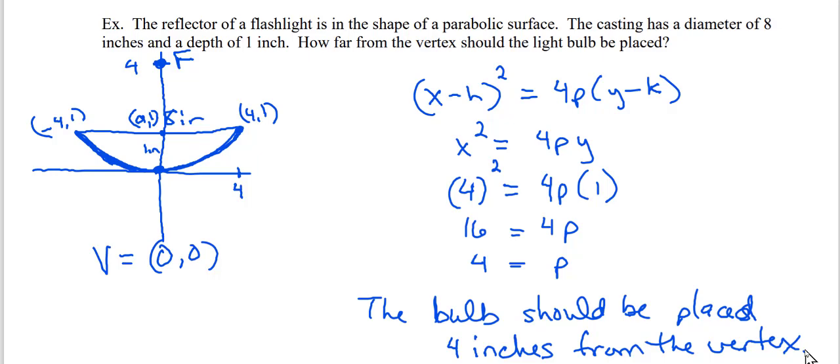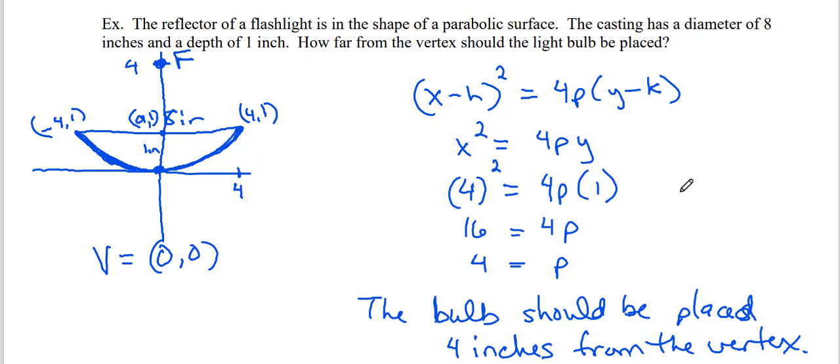And we could say above, below, right, or left. We could rotate this any way. It's not going to change the fact that P will be 4. This is critical in design of things that you need this reflective property for.